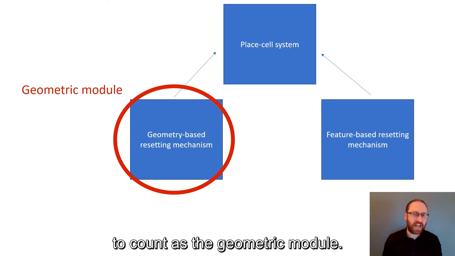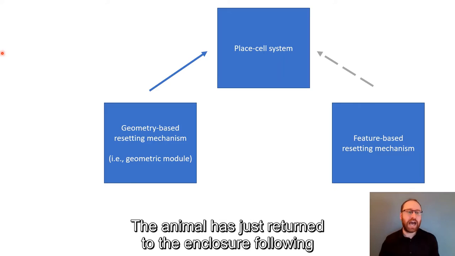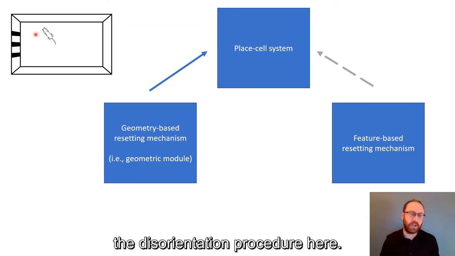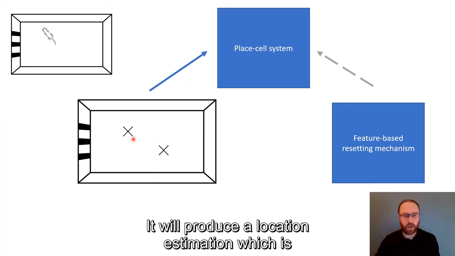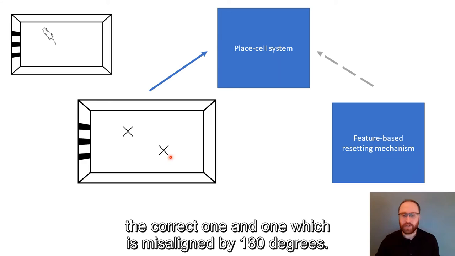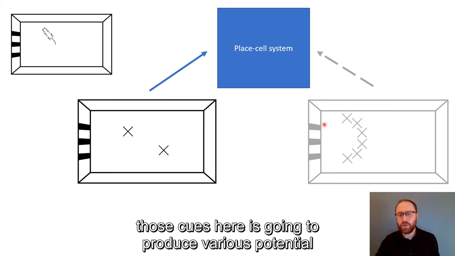All right, let's try to make this a bit more concrete. So suppose that we're in a reorientation experiment. The animal has just returned to the enclosure following the disorientation procedure here. In that case, the geometric module will produce two potential locations for the subject based on the geometry. It will produce a location estimation which is the correct one, and one which is misaligned by 180 degrees. The feature-based resetting mechanism, on the other hand, will produce various potential location estimations based on the three black stripes on the short wall. Based on those cues here, it's going to produce various potential location estimations.